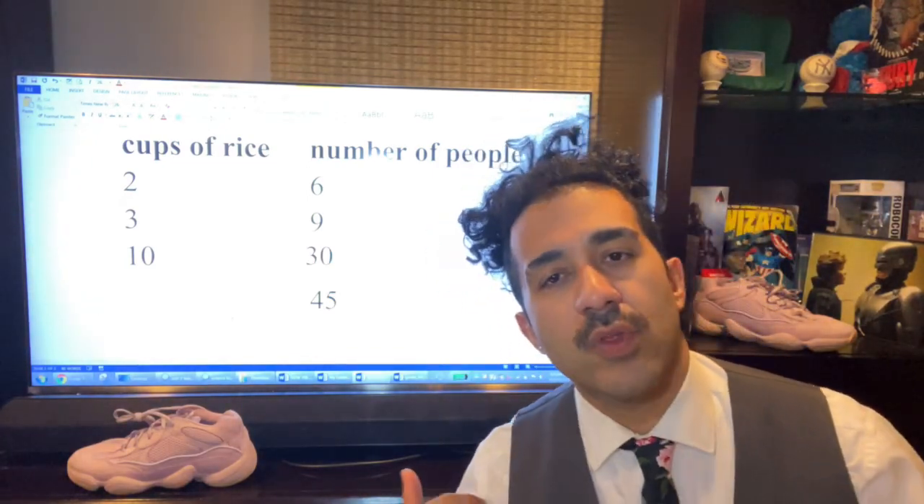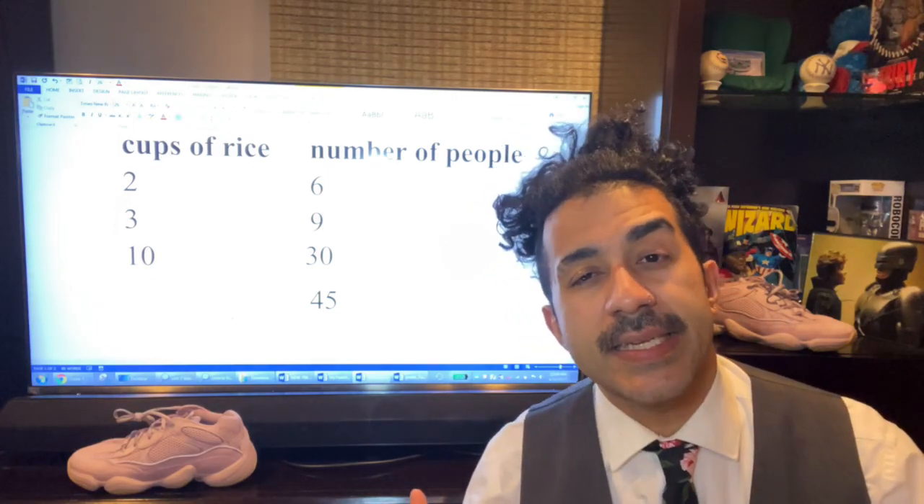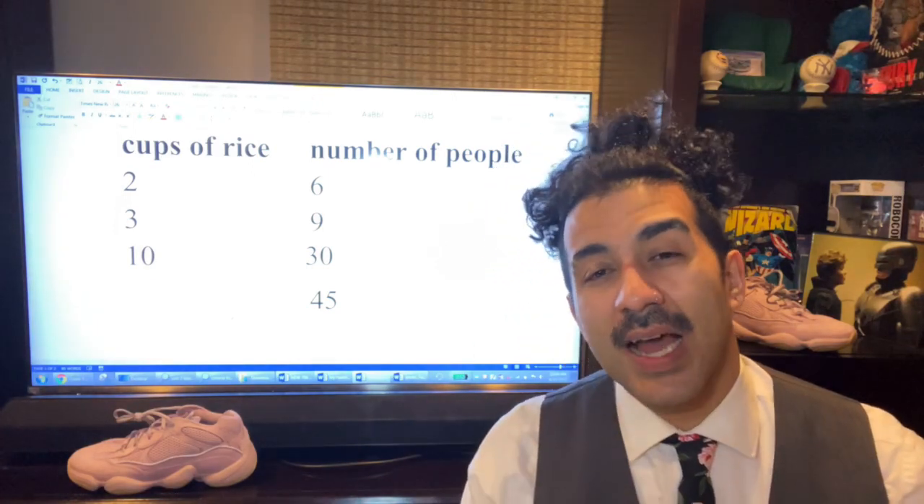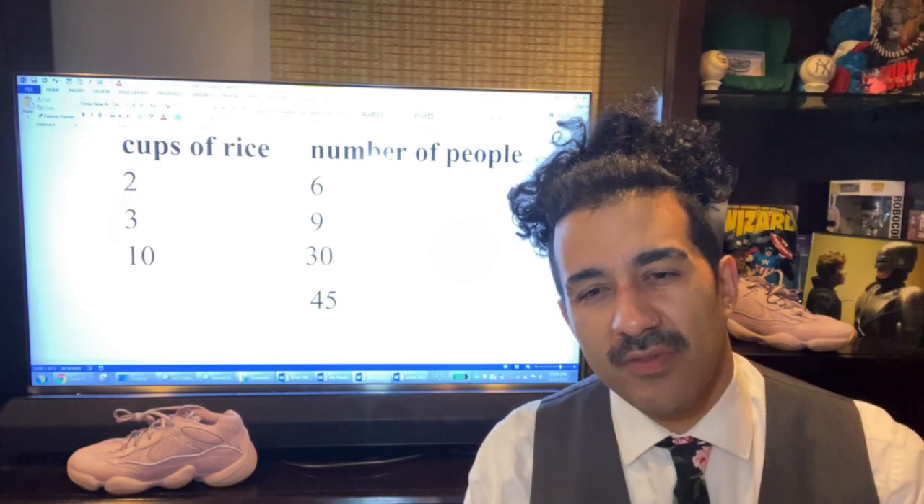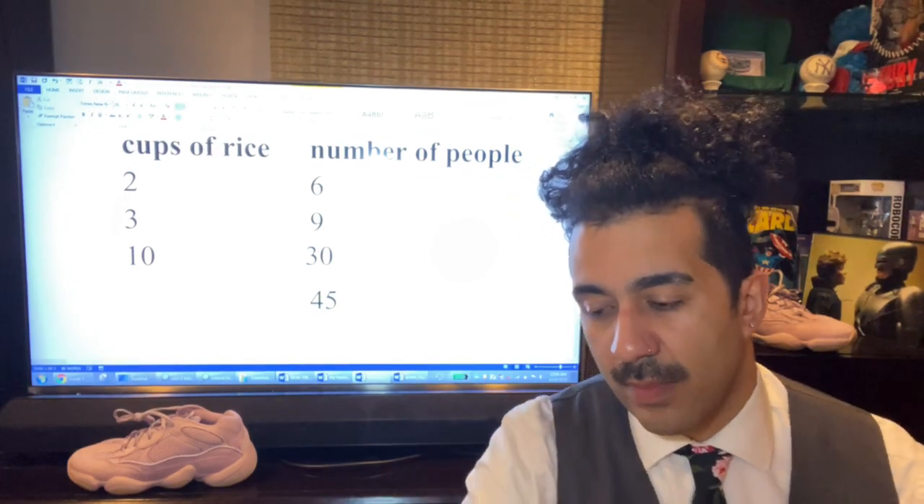So what do I do when I know the number on the right? If I know the number on the right and I want to know the number on the left, I want to divide. From left to right, I've been multiplying by 3.